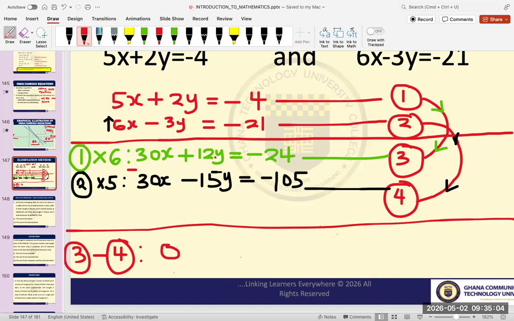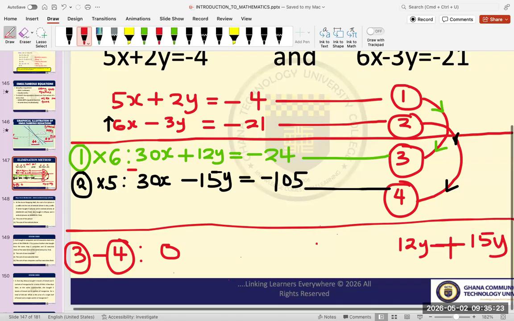Now look at this one. 12y minus minus 15y. The two minuses will change to positive. So you have 12 plus 15. That'll give you 27.